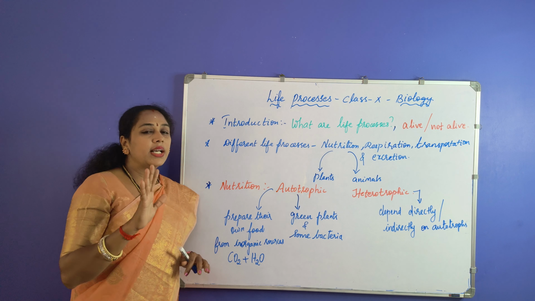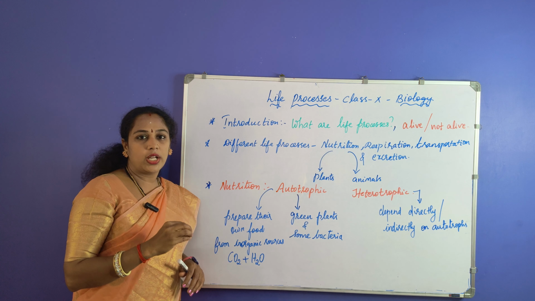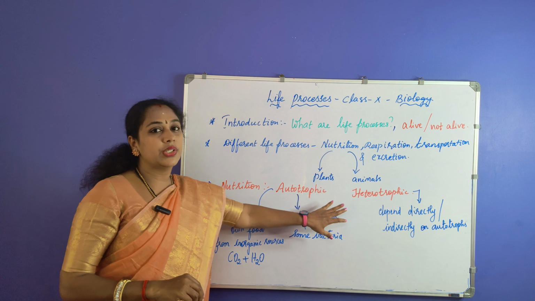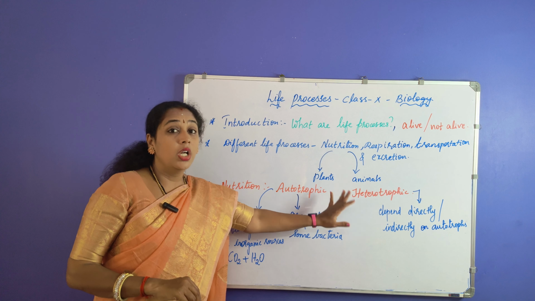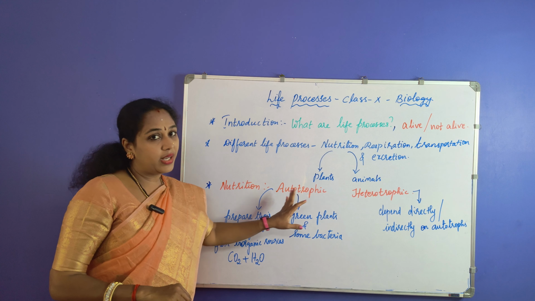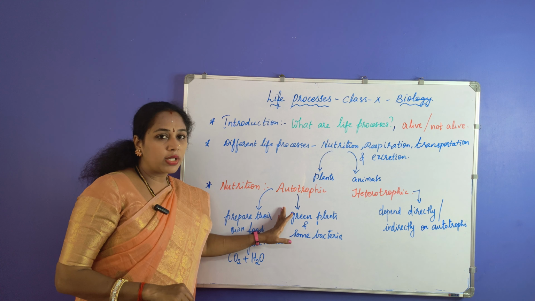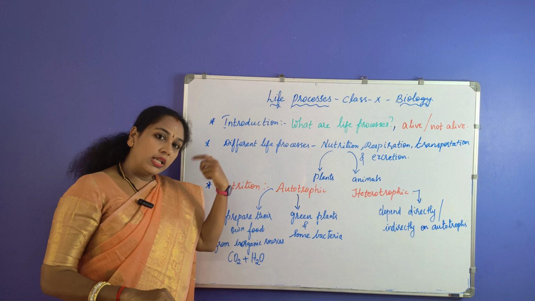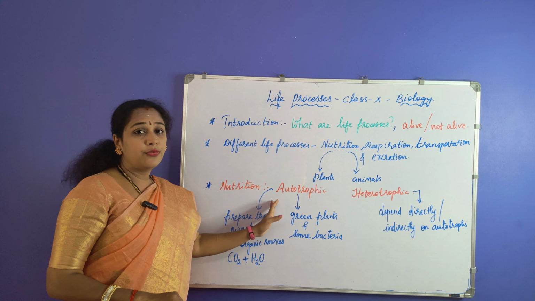Basically, we divide the mode of nutrition into two different categories. That is the autotrophic mode of nutrition, and the other one is the heterotrophic mode of nutrition. This is the broad category by which we classify the mode of nutrition. Autotrophic is for organisms which can prepare their own food. Auto itself means what? Self. It can prepare the food itself.